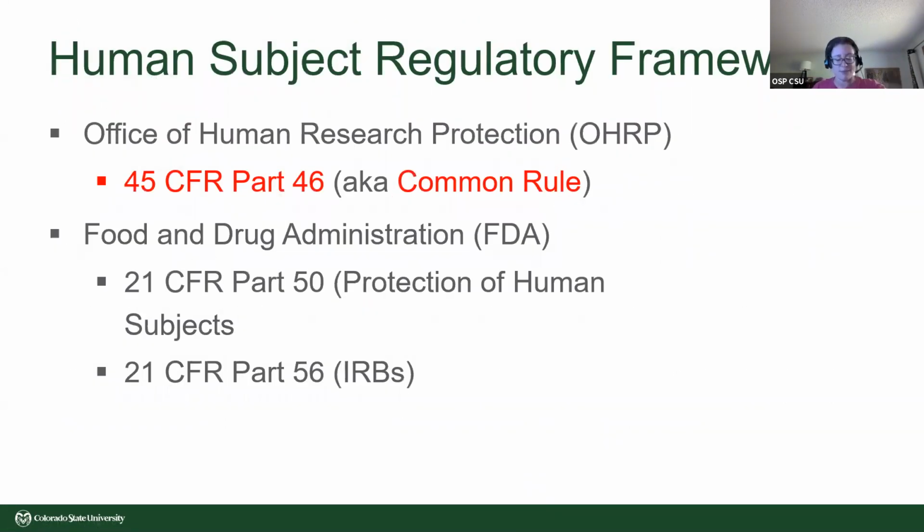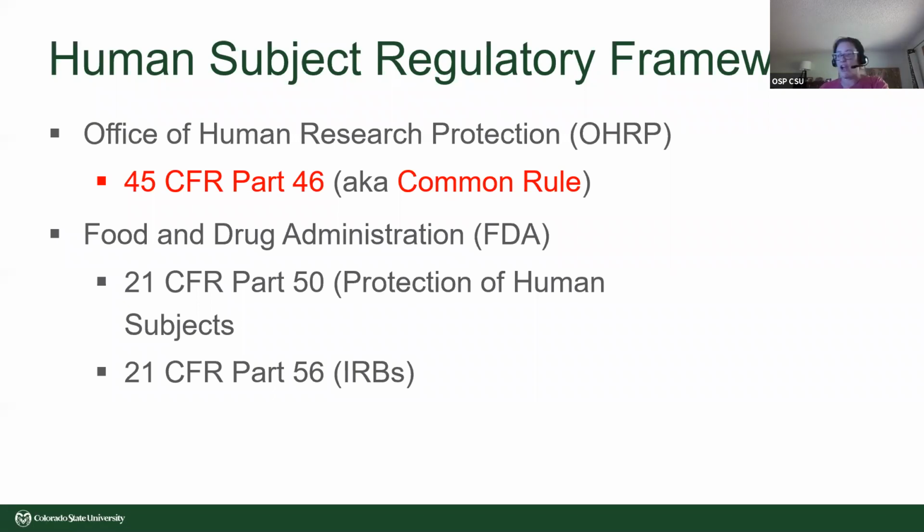Okay, so the Human Subjects Regulatory Framework. If you remember from last Monday, we talked about different regulatory agencies. So once we have a law, remember there's an appropriate regulatory agency that has to come in and create the regulations and guidance for implementing the law. So what I'm showing you here are the regulatory agents for human subjects. So first one on the slide there is the Office of Human Research Protection, or OHRP. Okay, and then the other is the Food and Drug Administration.